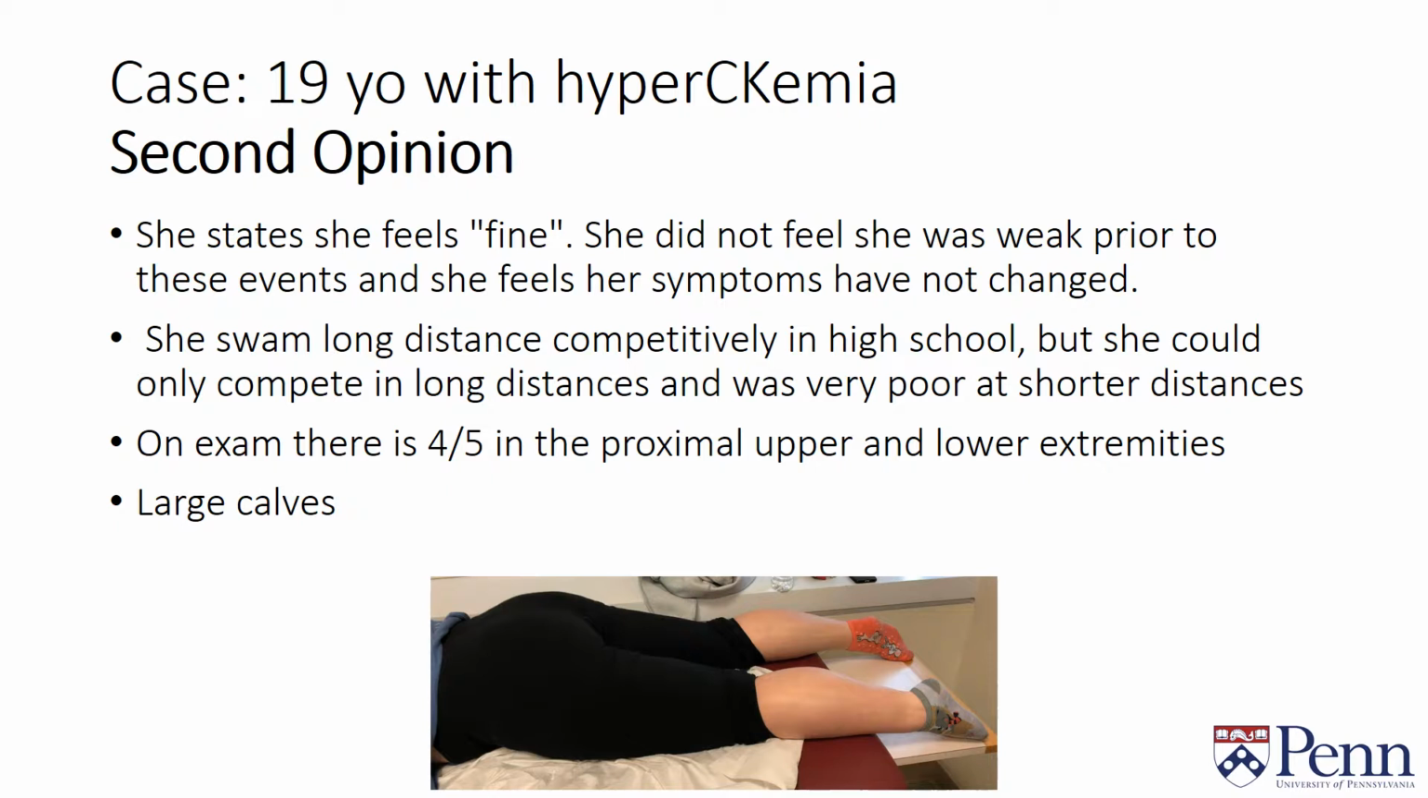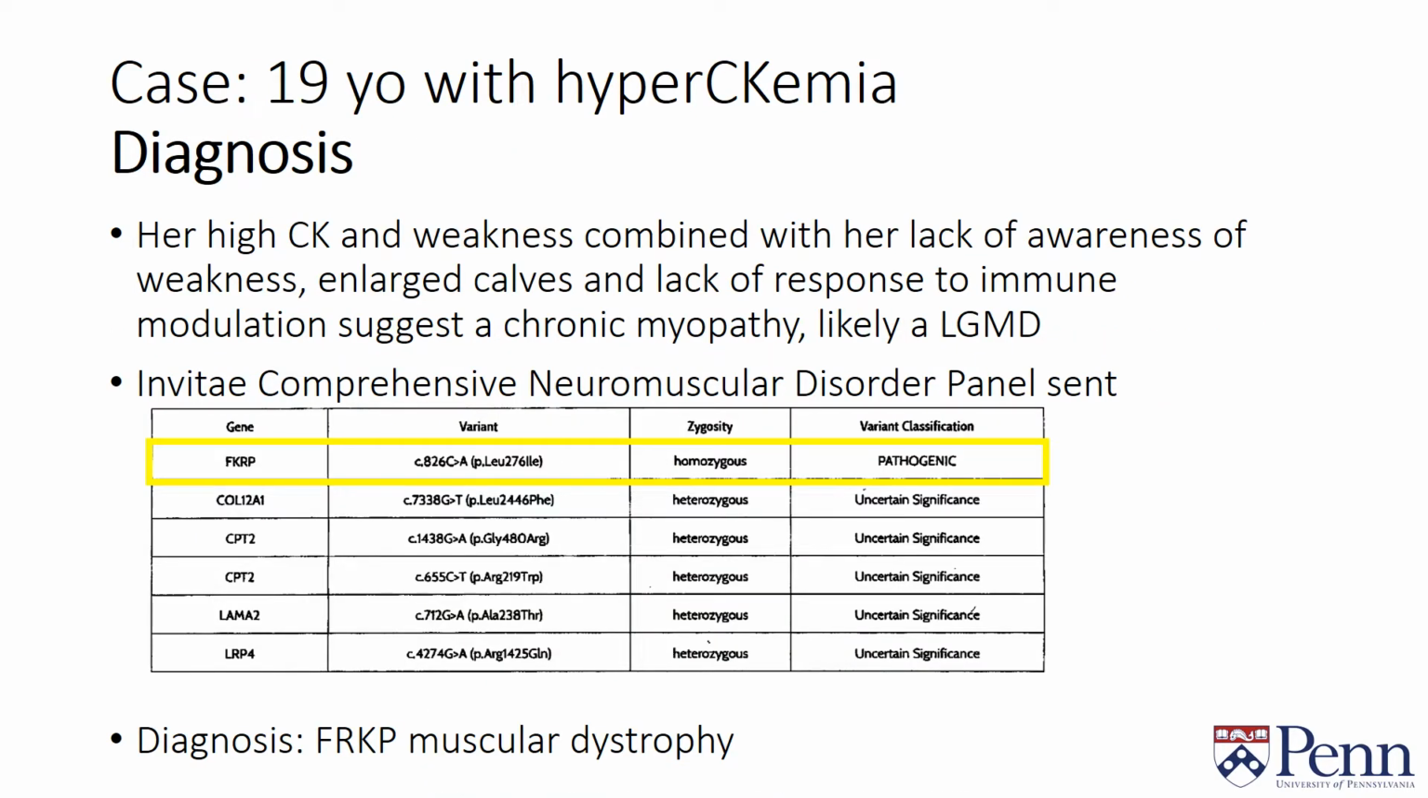She reports that she swam long distance in high school, so she kind of dismissed the idea that she could have been weak, but actually when you drilled down on this, she could only do long distances and noticed that she could never really get faster. She had pretty clear proximal weakness despite her lack of awareness, and she had large calves on exam. So her high CK, combined with her lack of awareness of weakness, made me very suspicious that she did not have an acquired myopathy, and in fact that she had an inherited myopathy.